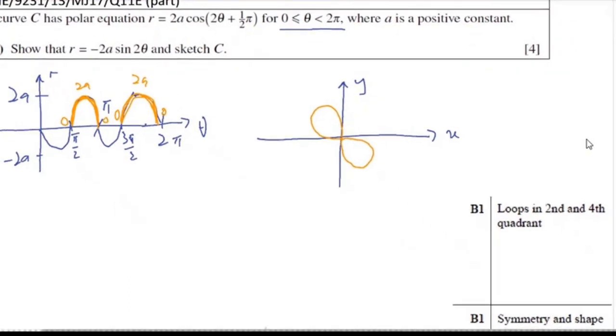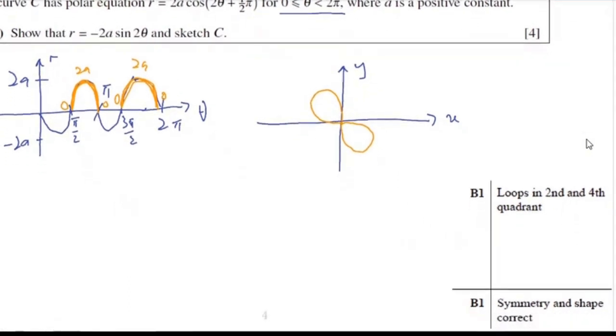If you look at the mark scheme here, it's very important. The mark scheme says that the first B1 is when we have got the loops in the second and the fourth quadrant. The mark scheme is actually not that detailed. We are not sure that when we sketch the negative values of r, they are going to deduct our marks. Although some of us might already have learned how to deal with the graph when we have got negative r.